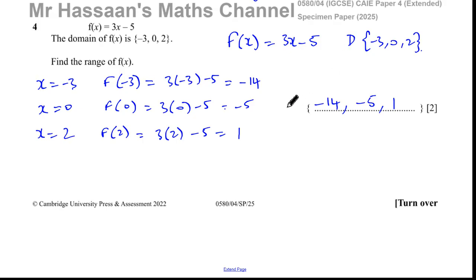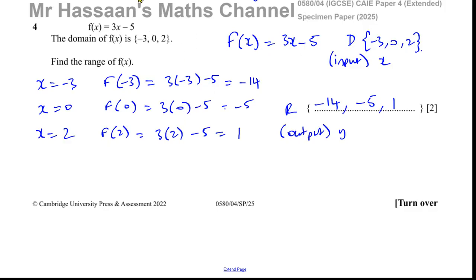This is the range, which is the output, what comes out of the function when you put the values of the domain, which are the input values. So those are the x values and those are the y values, you could say. So that is the range of function f: minus 14, minus 5, and 1. The values that come out when you replace the x with these numbers.